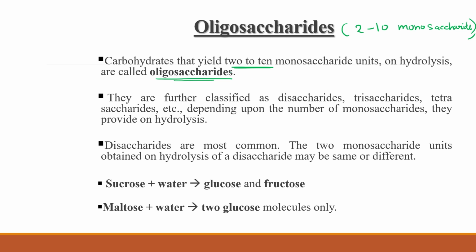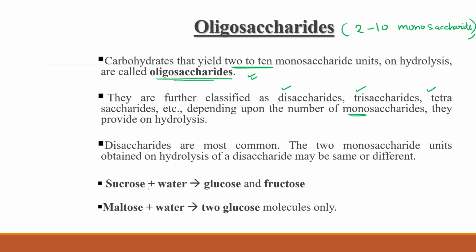Okay, so a carbohydrate that yields 2 to 10 monosaccharide units on hydrolysis is called an oligosaccharide. We can further divide them: if two monosaccharide units are there, we say disaccharide, 3 trisaccharide, 4 tetrasaccharide, and so on, depending upon the number of monosaccharide units. And they provide these on hydrolysis.